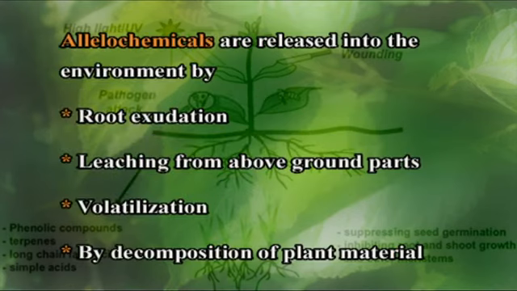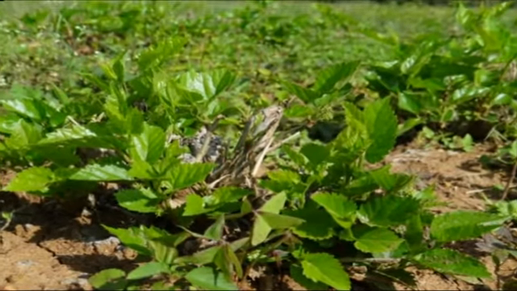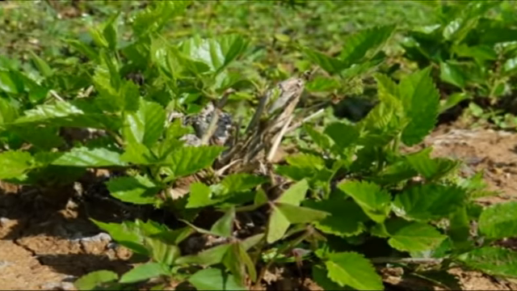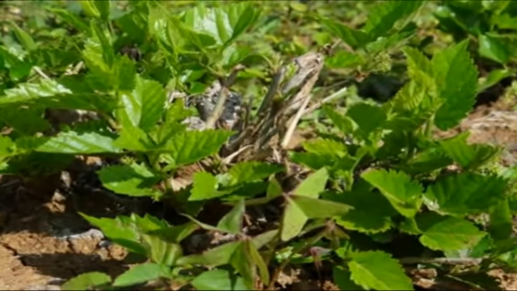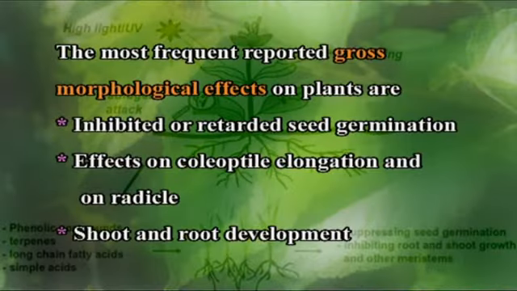Allelochemicals are released into the environment by root exudation, leaching from the above ground parts, volatilization, and by decomposition of plant material. When susceptible plants are exposed to allelochemicals, germination, growth and development may be affected. The most frequently reported gross morphological effects on plants are inhibited or retarded seed germination, effects on coleoptile elongation and on radicle, shoot and root development.